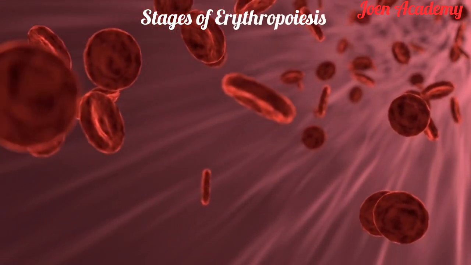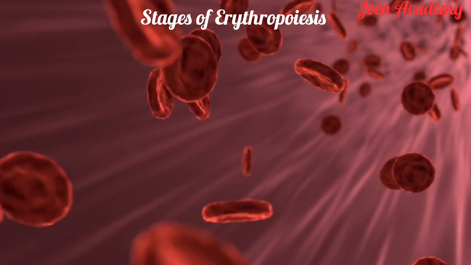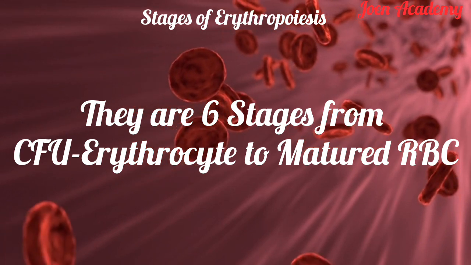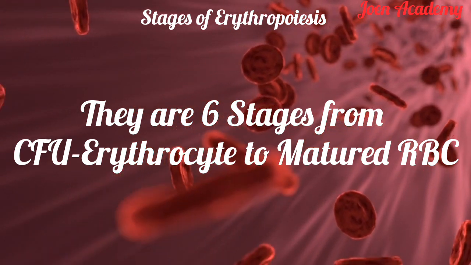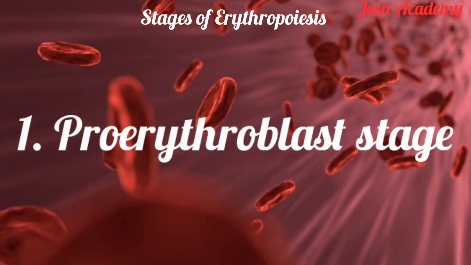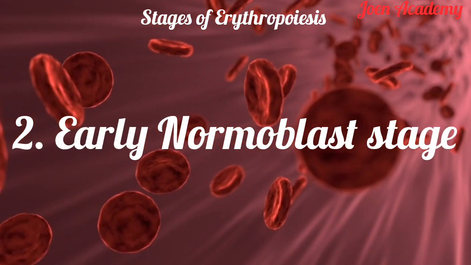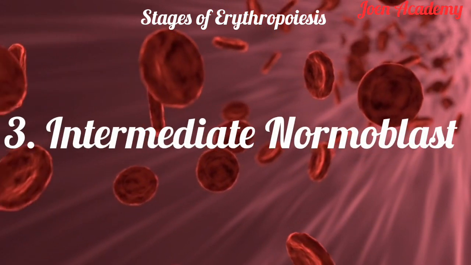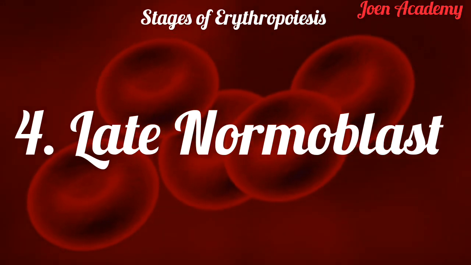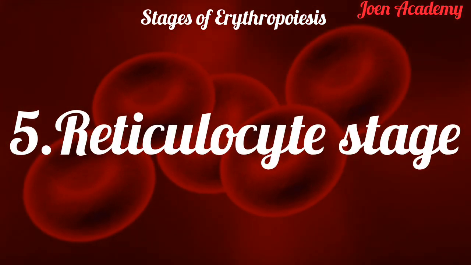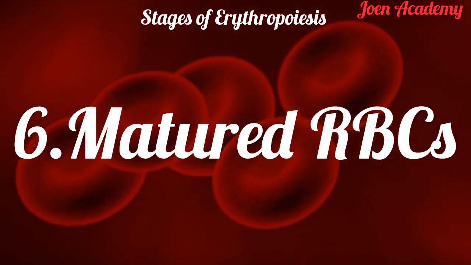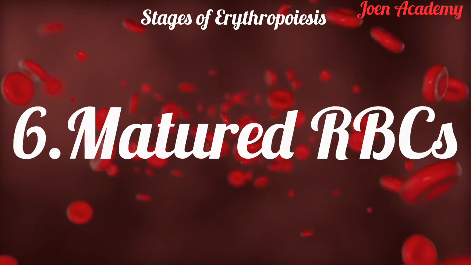Now let's dive into the stages of erythropoiesis proper. There are 6 stages of erythropoiesis altogether between the colony-forming unit erythrocytes and the matured red blood cells. The first stage is the proerythroblast stage. The second stage is the early normoblast. The third stage is the intermediate normoblast. The fourth stage is the late normoblast. The fifth stage is the reticulocyte stage. And finally, we have the matured erythrocyte as the last stage, which is the sixth stage. Let's take them one after the other.